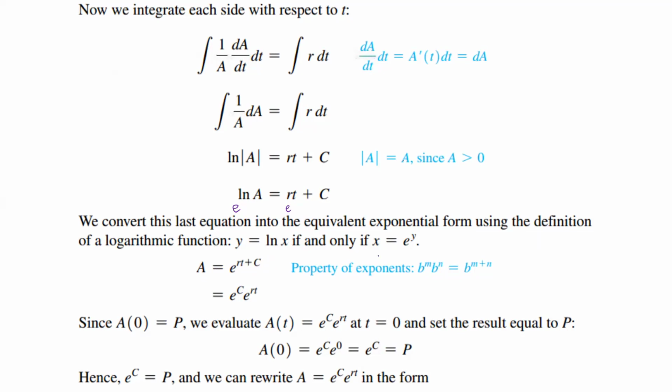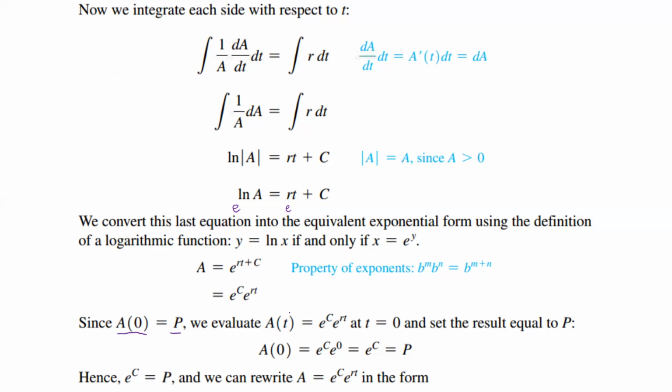Now we have to know some properties of exponents. If we have b to the m times b to the n, that's equal to b to the m plus n, however you want to look at it. And so what we can do is split that into A equals e to the C times e to the RT. Okay. Now the key here is, remember, at time 0, we have principal P.